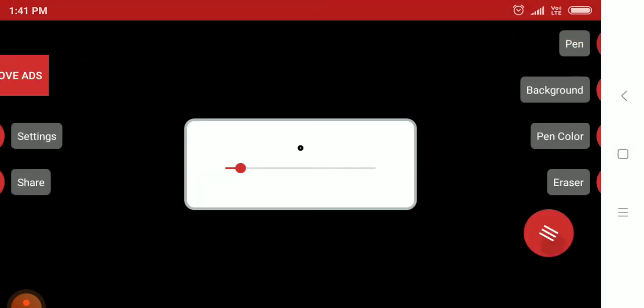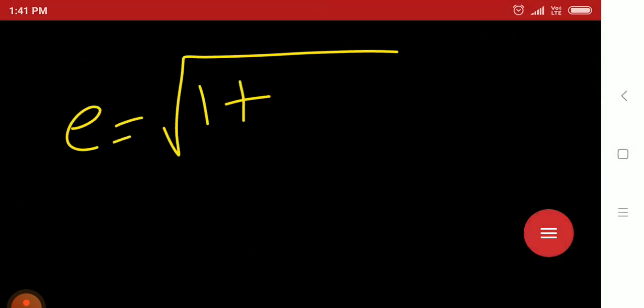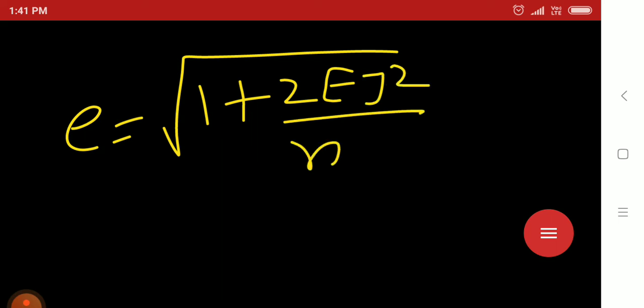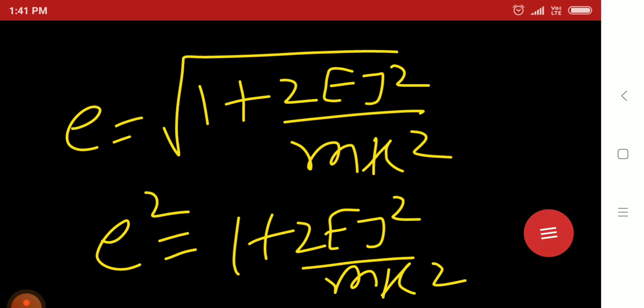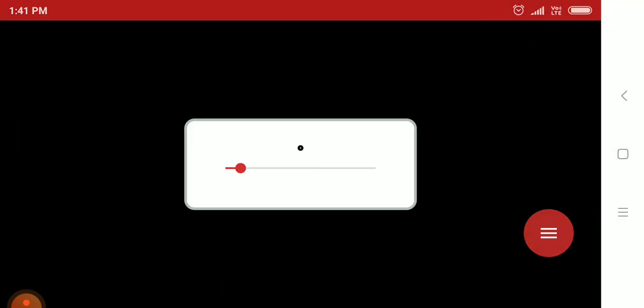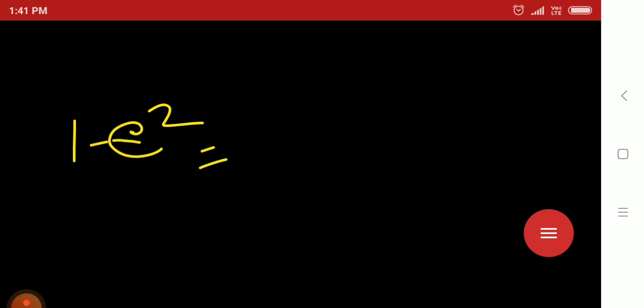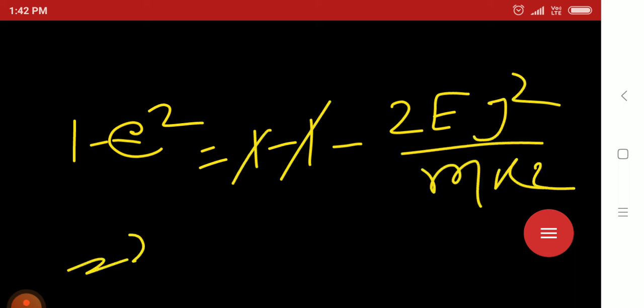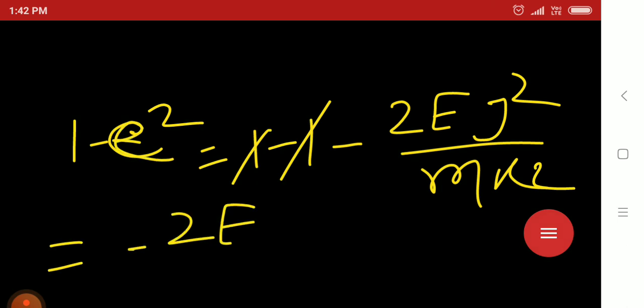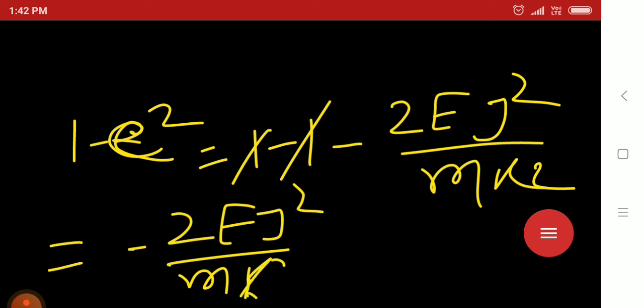Now e equals what? e equals root over 1 plus 2E J square by m k square. So e square equals 1 plus 2E J square by m k square. So 1 minus e square equals 1 minus (1 plus 2E J square by m k square), and so we are getting 1 minus e square equals minus of 2E J square by m k square.